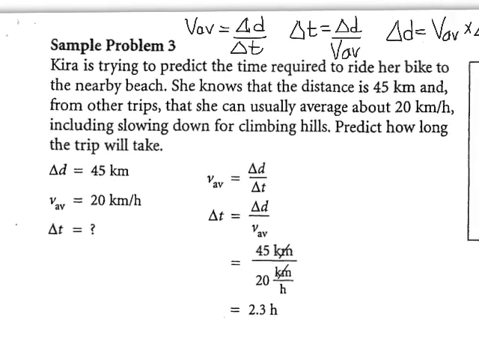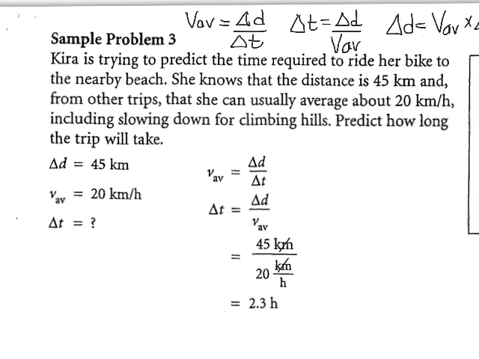All right, let's look at our first sample problem on this page. So Kira is trying to predict the time required to ride her bike to the nearby beach. She knows that the distance is 45 kilometers. And from other trips, she can usually average about 20 kilometers an hour, including slowing down for climbing hills. So predict how long the trip will take.